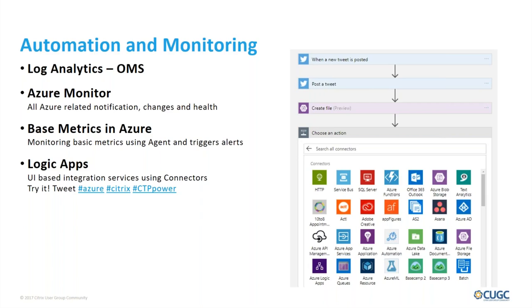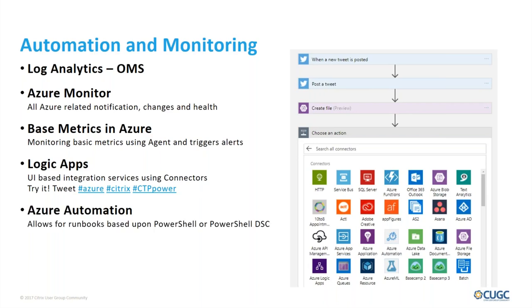So if you want to try it, just tweet hashtag Azure, hashtag Citrix, hashtag CTP powers. This is just me playing around with Logic Apps, but as you can see on the right side, it's basically just specifying different connectors. In this case, I chose Twitter. It's going to search for specific content, and based upon that, I have an action which is going to post a new tweet. As you can see, there's a bunch of different connectors directly to the different Azure services, so Azure Active Directory, Azure Files, and so on.